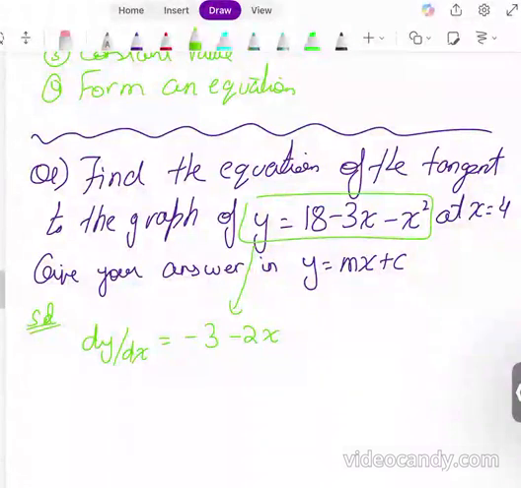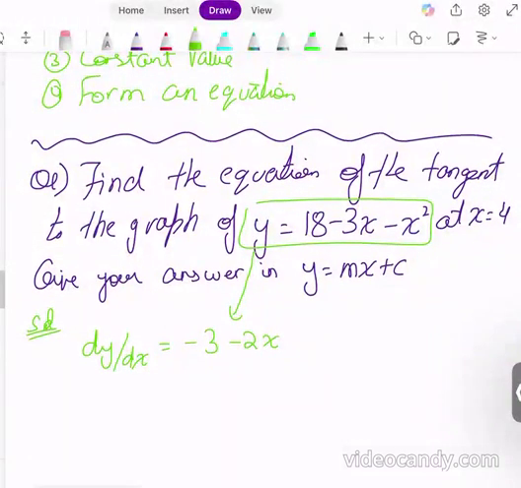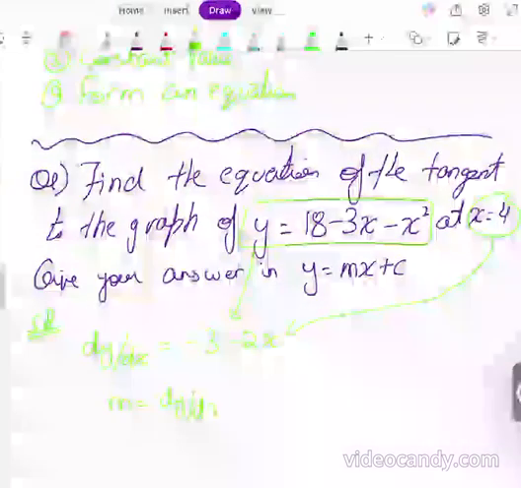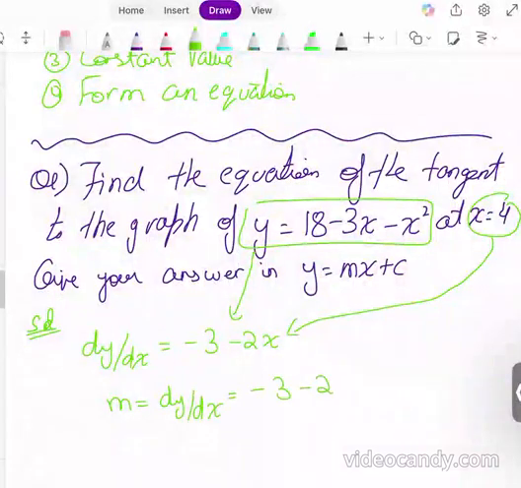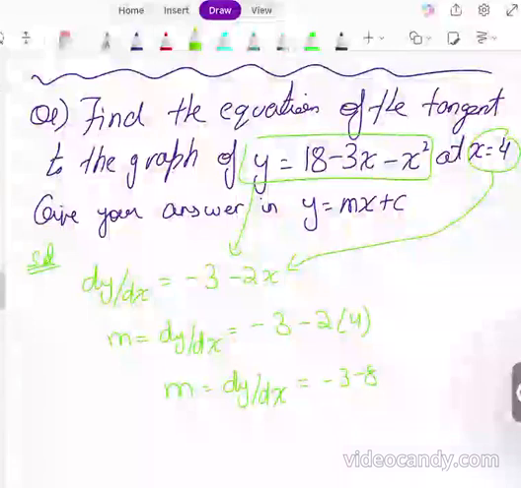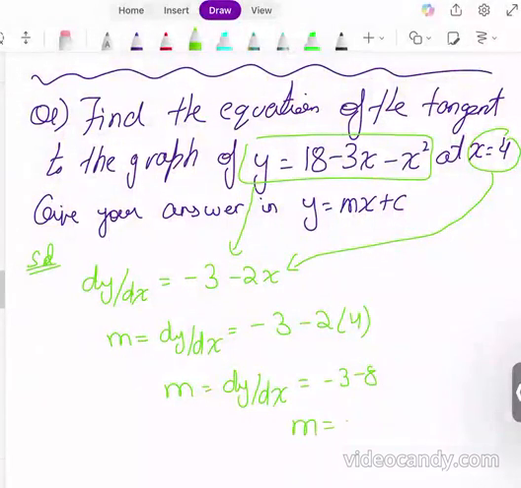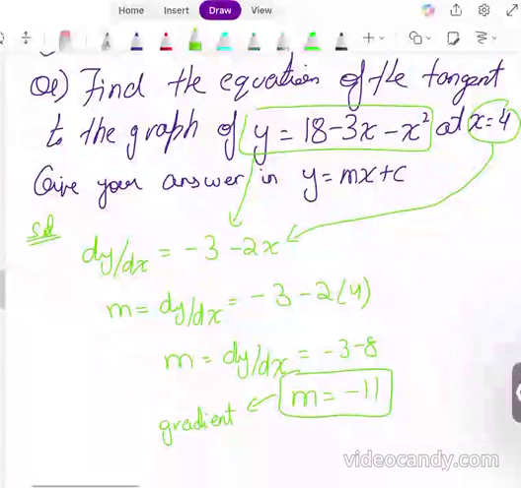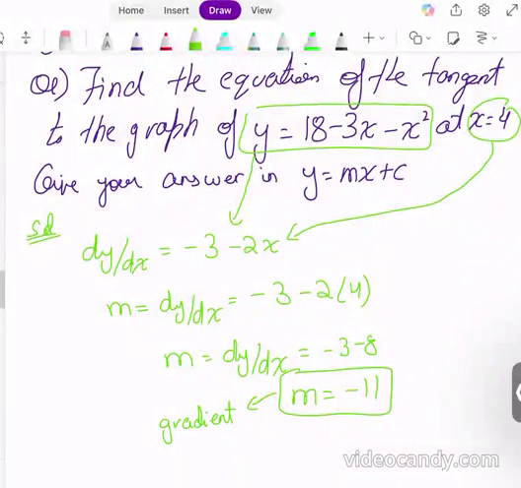Now we need to find the gradient. We have already learned how to find the gradient. They have given x equal to 4, so I have to put the value of x in this equation. This will give me the gradient. Gradient is mostly represented by m. So minus 3 minus 2 times 4, that is minus 3 minus 8. So m, representing the gradient, is minus 11. So we got the gradient m is equal to minus 11.